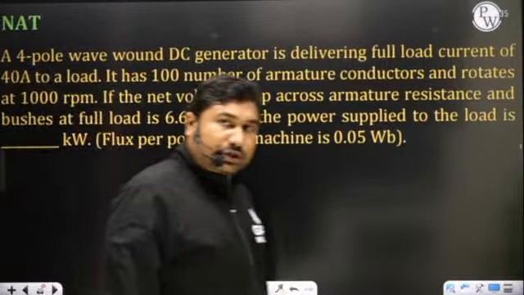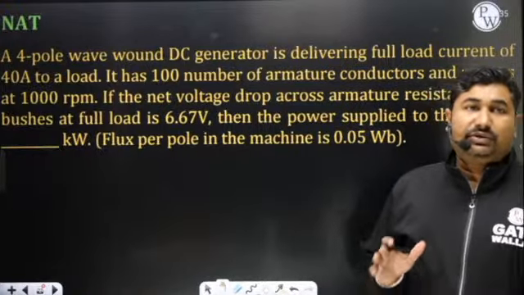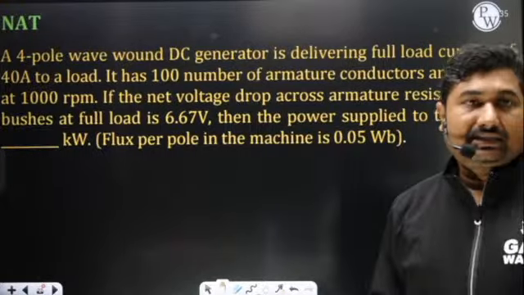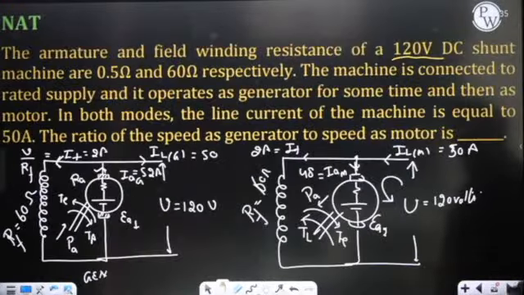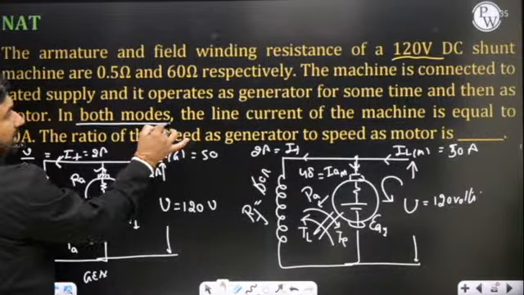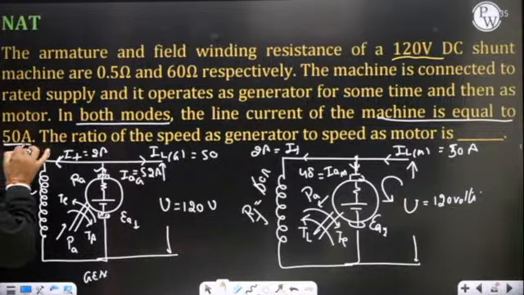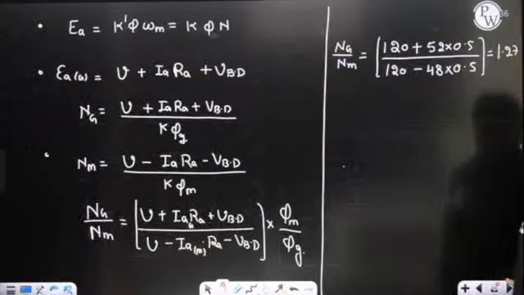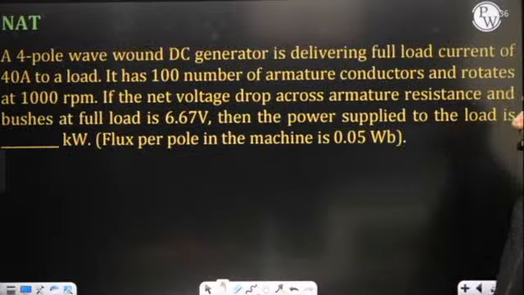See, one more question. Only you can get stuck in the language, otherwise this question is very easy. Sir, it is given for both. Yes, load current is given for both, 50 ampere. Please observe here. In the question itself, it is given that in both the modes, generating or motoring mode, the line current of the machine is 50 ampere. So I have taken both as 50. So for generator it will become 52 and for motor it will become 48.